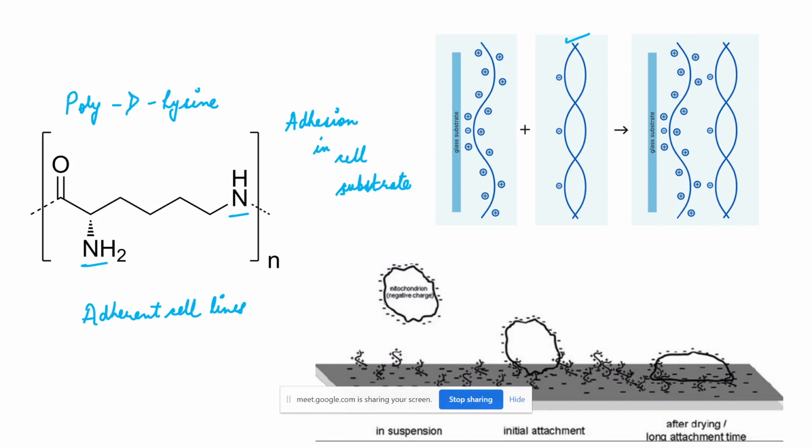Here in this figure, it shows mitochondria, but you can imagine a cell which has negative charge all over its membrane. So it can now go and attach to the positively charged surface which has poly D lysine. This is the purpose for which poly D lysine is used for cell attachment and adhesion in cell culture.